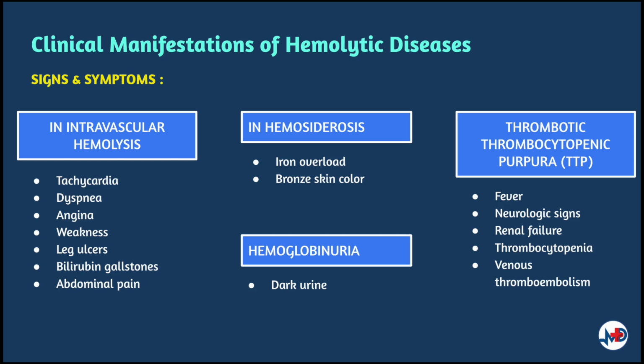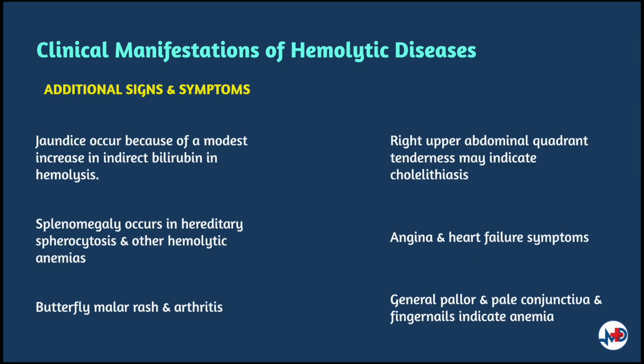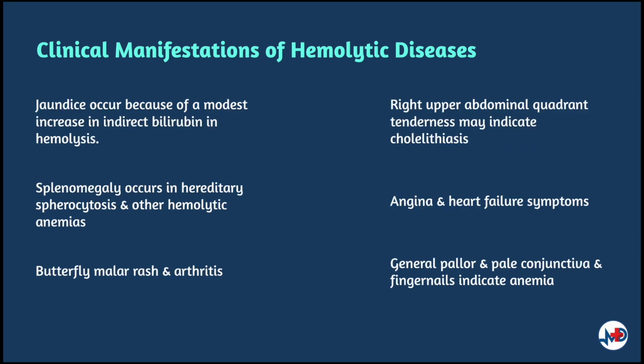And in thrombotic thrombocytopenic purpura or TTP, there might be some additional signs such as neurological manifestations, renal failure, thrombocytopenia, apart from venous thromboembolism. Jaundice may occur because of a modest increase in indirect bilirubin in hemolysis. Splenomegaly occurs in hereditary spherocytosis and other hemolytic anemias. Butterfly malar rash and arthritis are seen in autoimmune-related diseases. Right upper abdominal quadrant tenderness may indicate cholelithiasis. Angina and heart failure symptoms as well as pale conjunctiva and fingernails indicate anemia.